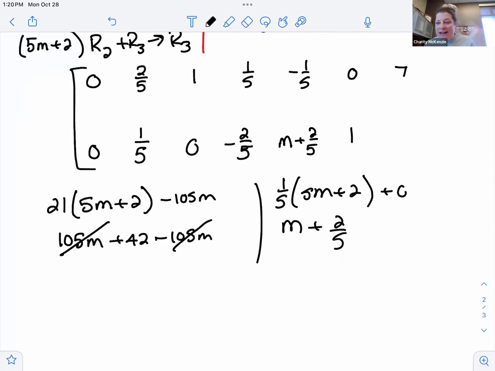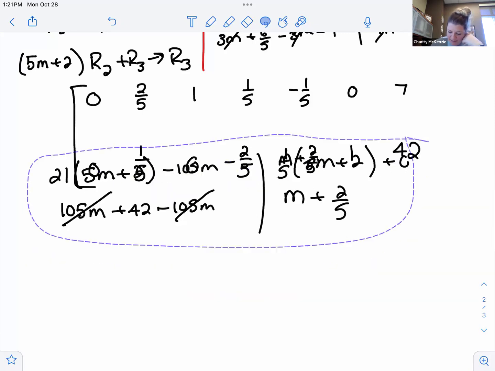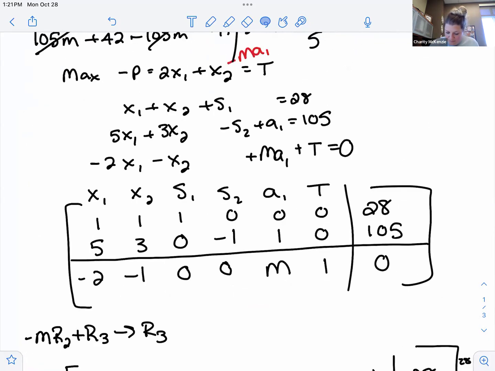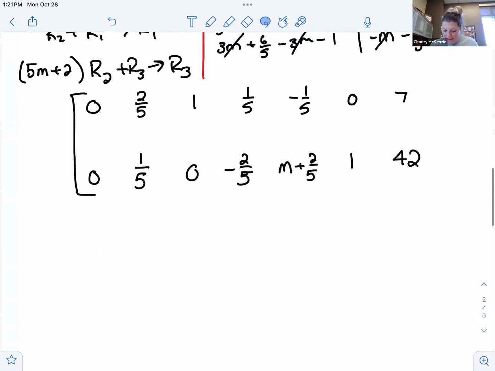Those cancel. Your m better cancel off that last row, because we don't want an answer with an m. M stands for a big number. We want an actual profit or cost or whatever it is. So this ends up being just 42. Okay, I'm going to magically take this work and move it out of my way, up where it's just going to be ugly way up there.